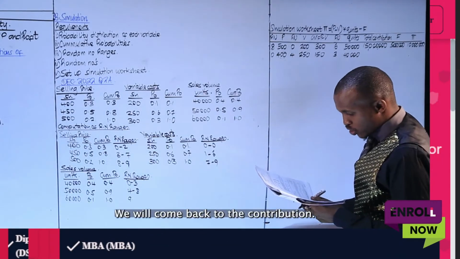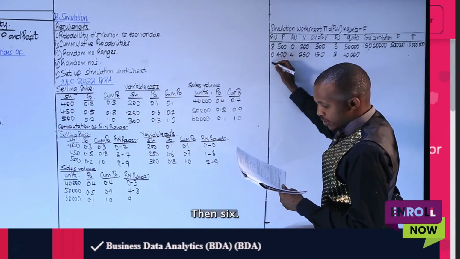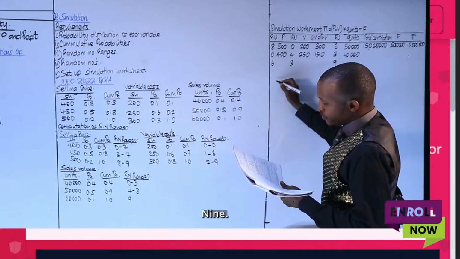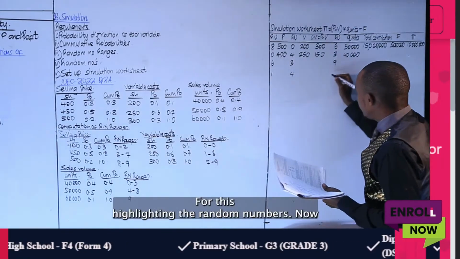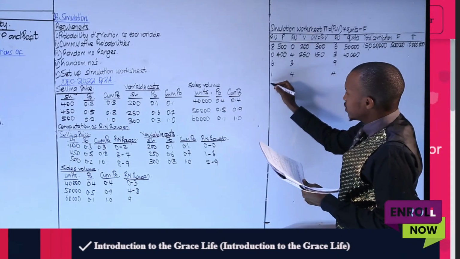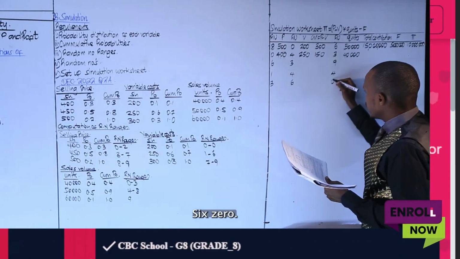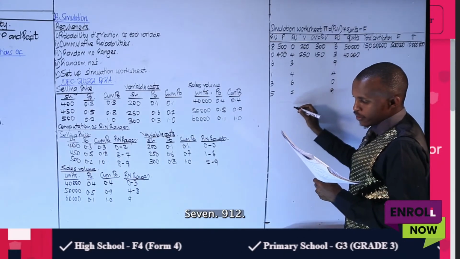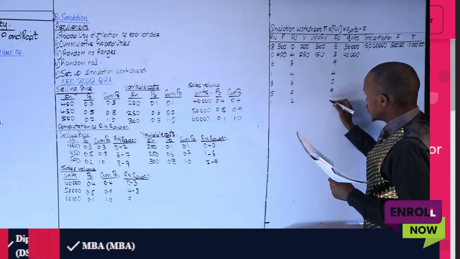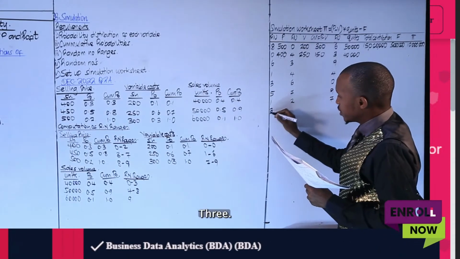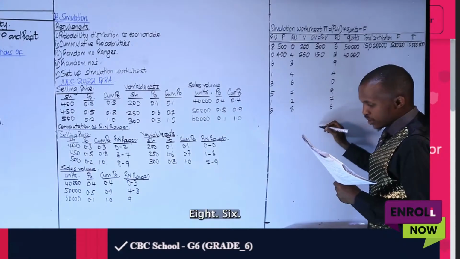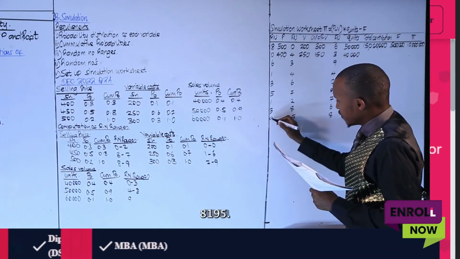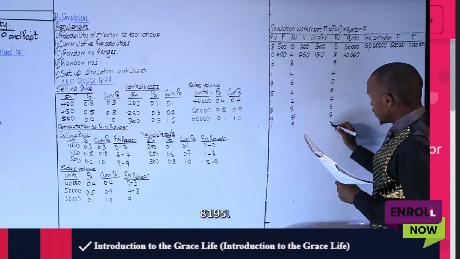Okay, we'll come back to the contribution. Then the remaining random numbers: 6, 3, 9, 1, 4, 4, 3, 6, 0, 5, 7, 9, 1, 2, 7, 3, 8, 6, 9, 5, 8, 1, 9, 5. Just highlighting the random numbers now.